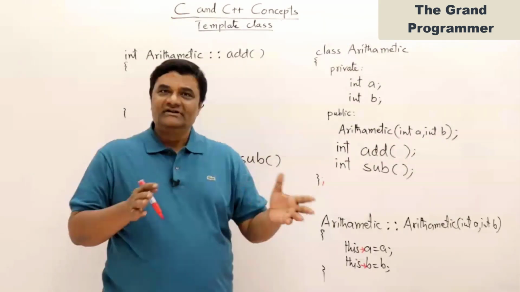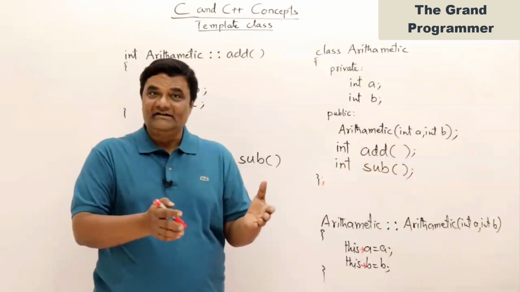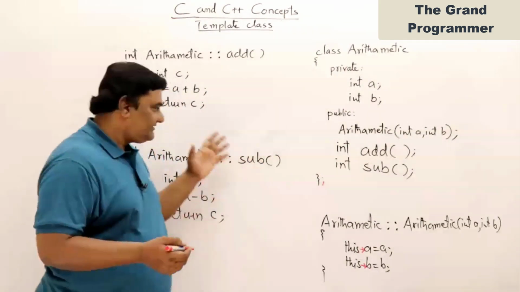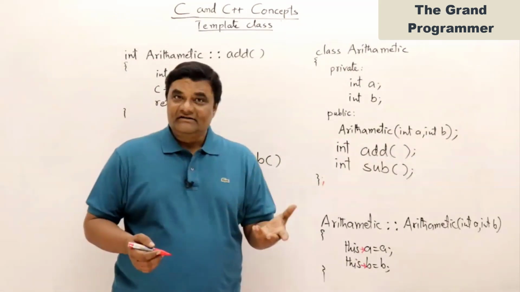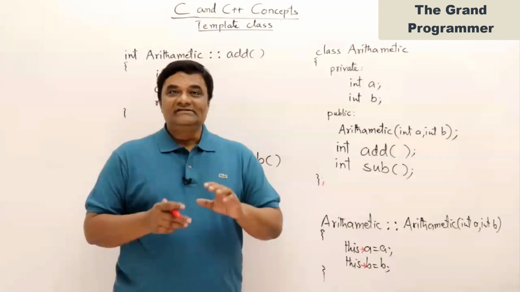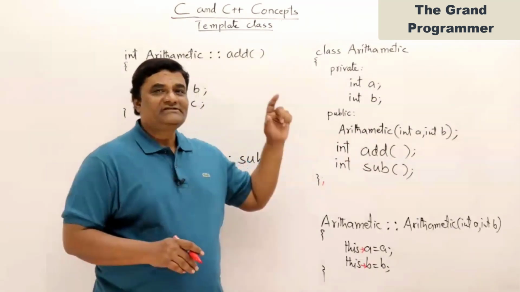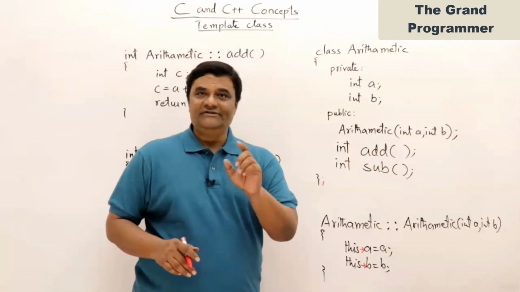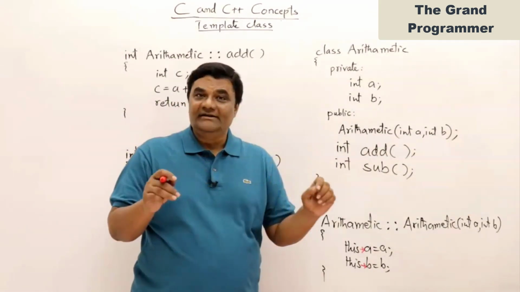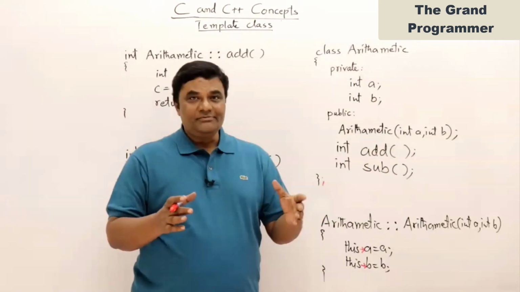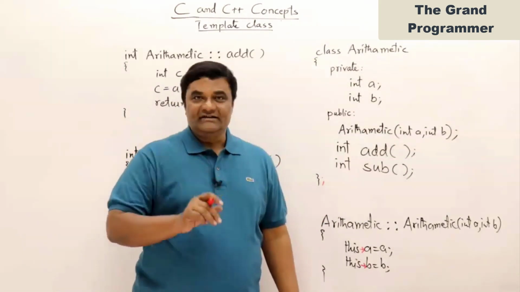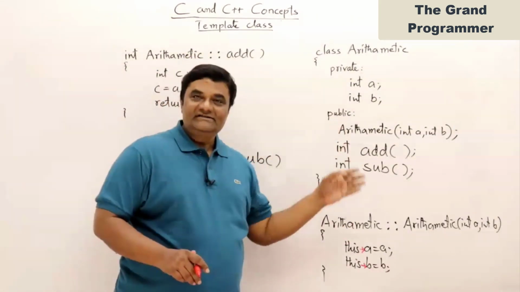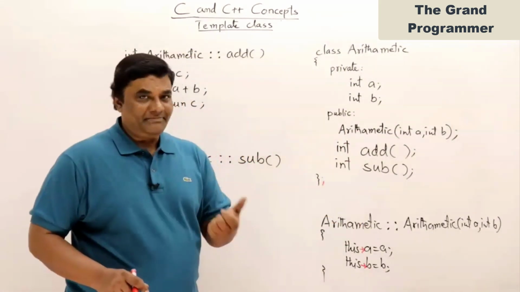So shall I write two different classes just for a change of data type? Though the operations are the same, we will be performing the same thing for addition and subtraction. Shall I write another class? No. C++ says that you can use the same class for multiple data types. At a time you can use only one data type. So it works for any type of data. For any type of data, it is called a generic class, and that is defined as a template. So now let us convert this class into a generic class using template.